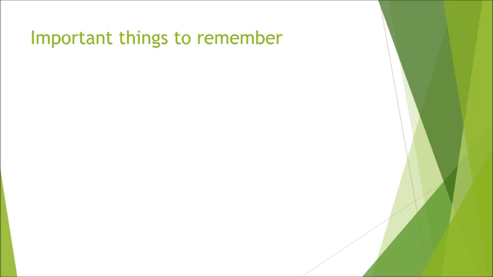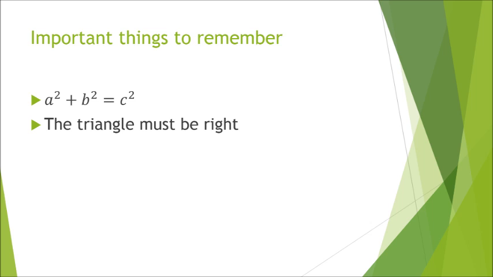Okay, so here are a couple of important things to remember about the Pythagorean theorem. First, A squared plus B squared equals C squared. This is the Pythagorean theorem. Next, the triangle must be right. If one of the angles does not equal 90 degrees, then you cannot use the Pythagorean theorem to find a missing side of the triangle.